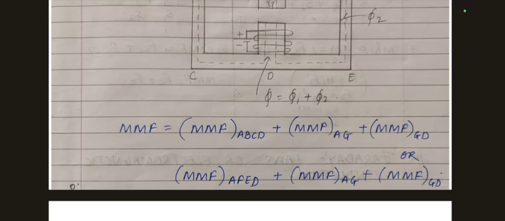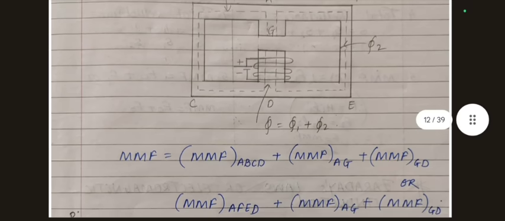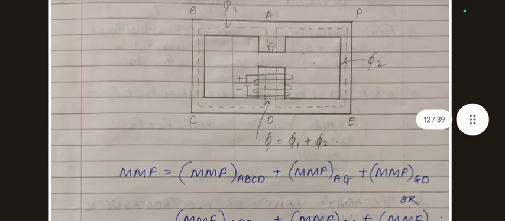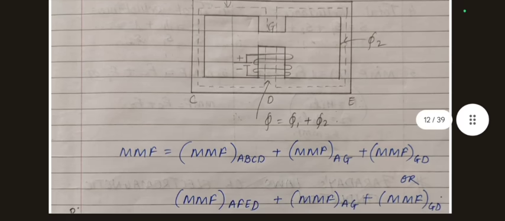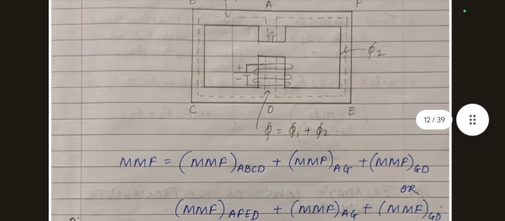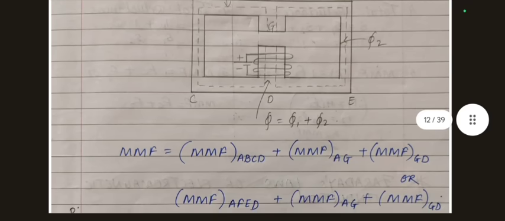Now here you just have to write this formula. I have written the final formula, that is MMF is equal to MMF of ABCD block, see the diagram, plus AG, which is the center above the air gap, plus MMF of GD below the air gap. Okay, this is the formula. Or, if you are considering the other block, you can write MMF of AFED plus MMF of AG plus MMF of GD. Okay, simple. This is only the concept of it.